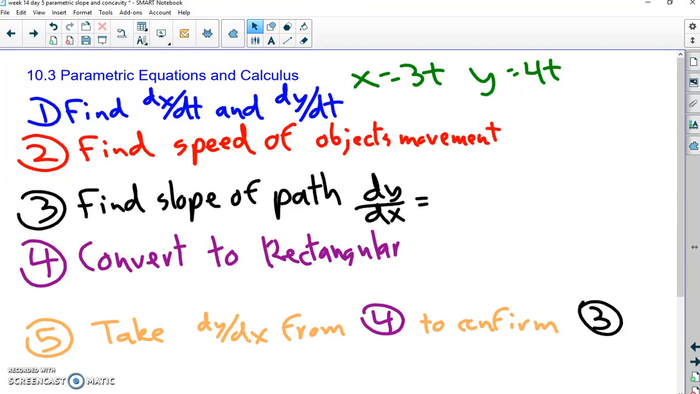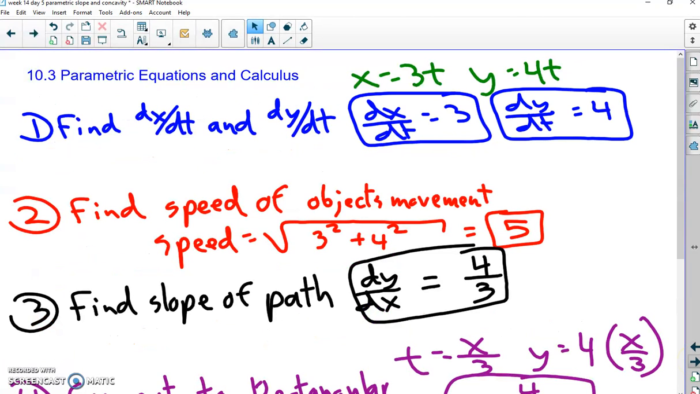Okay, so based off those formulas I just had you write down, this should be very simple to solve because I kept it as simple as possible with the starting parametrics. X is 3t, y is 4t. So when I solved it, I got dx/dt equals 3, dy/dt equals 4. The speed is the square root of 3 squared plus 4 squared, which is 5.